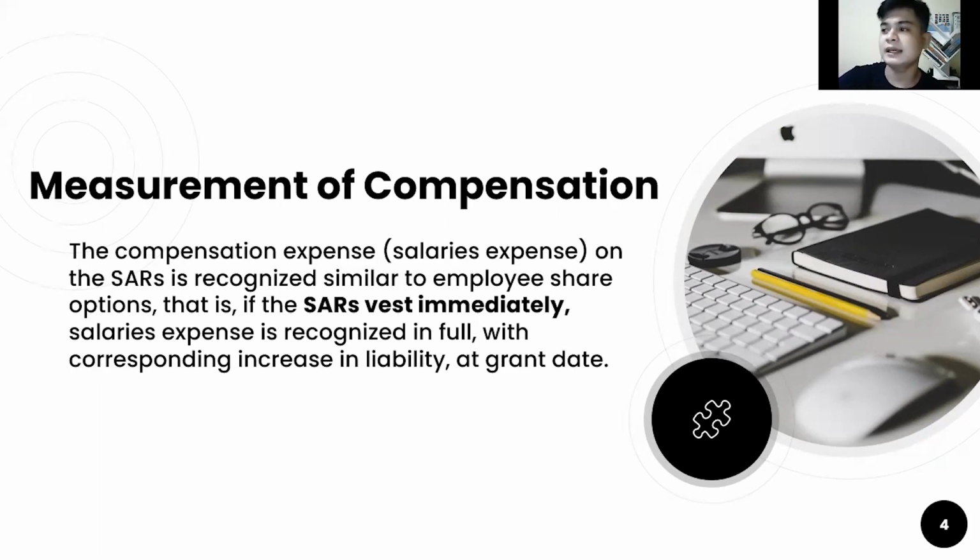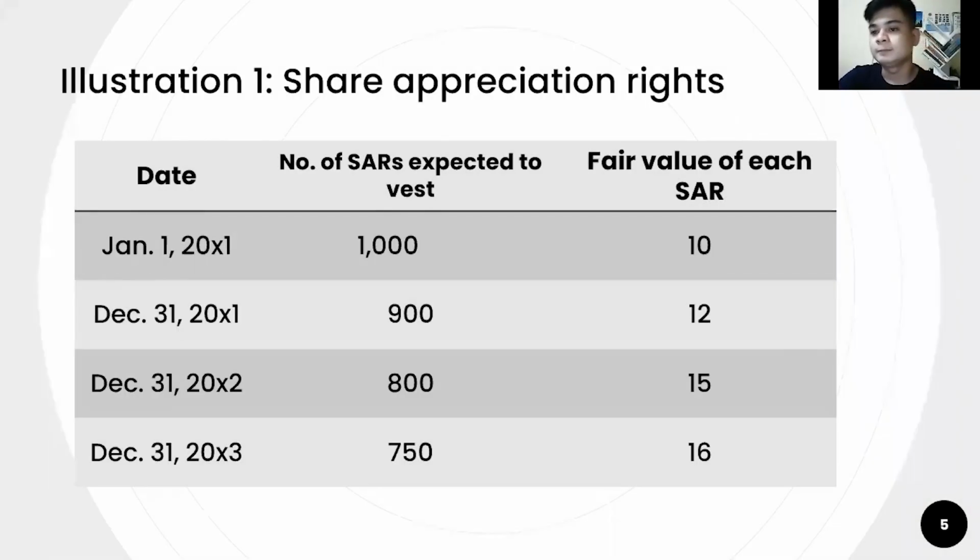So para mas maintindihan natin ito, meron tayo dyan illustration. Sa illustration natin, January 1, 20x1, yung entity ay nag-grant siya ng 1,000 share sa kanyang mga employee. So ang condition, dapat mag-remain sila ng kanilang service within 3 years. So yung mga SAR information is ito. Yan, January 1, no? Date natin. Then yung number of SARs expected to vest at syempre yung fair value of each SAR. So andyan po sa ating table.